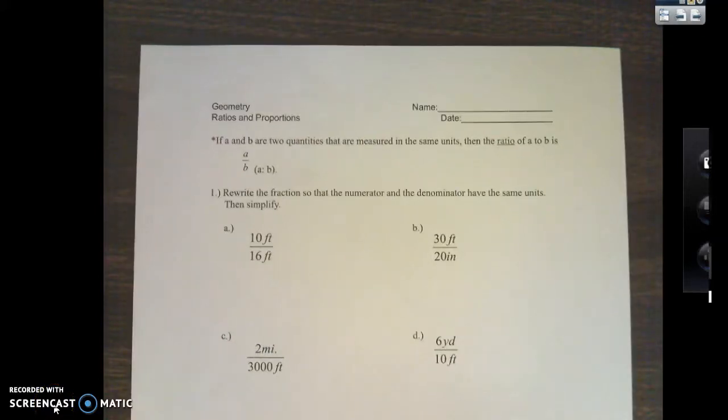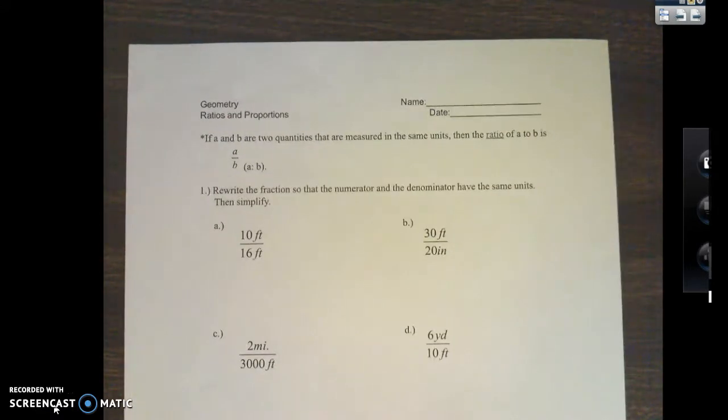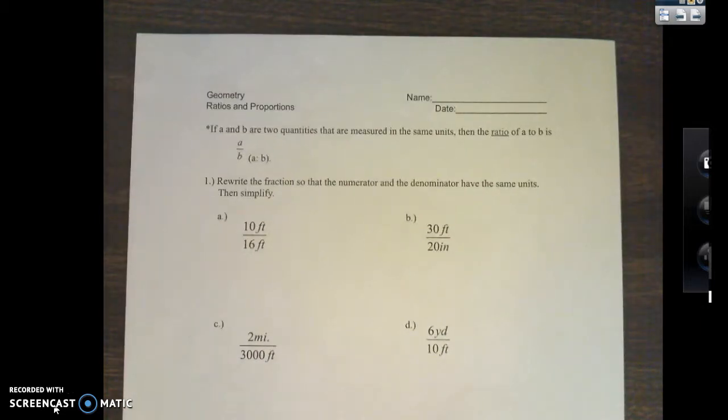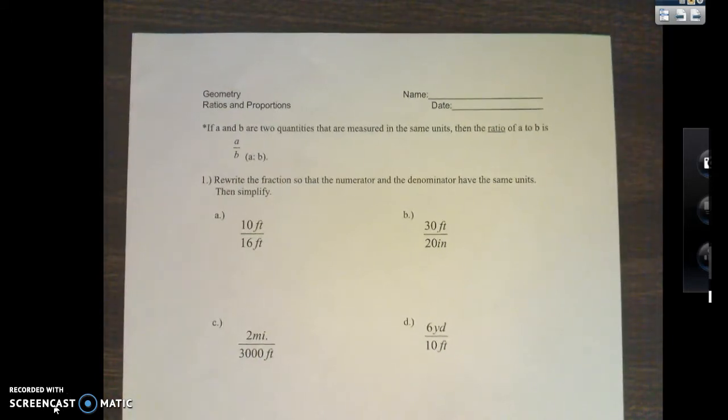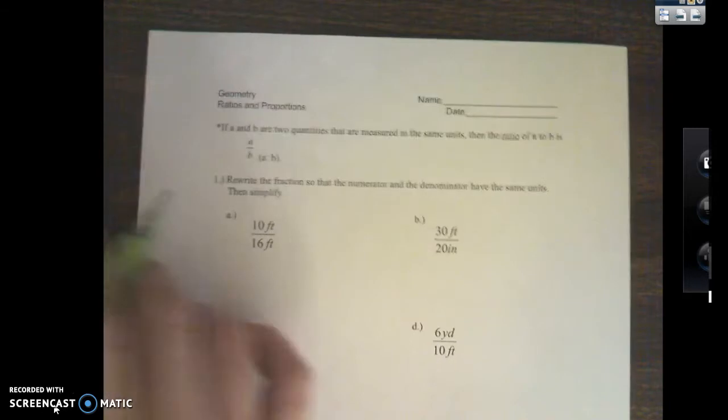So today we're going to be taking a look at ratios and proportions. And yes, we're going to be dealing with a lot of fractions for this particular one. And we're going to talk about how we can compare different things. You probably use ratios a fair amount in your everyday life, as we'll take a look at as we go through this.